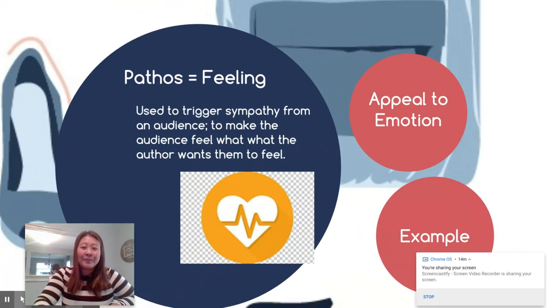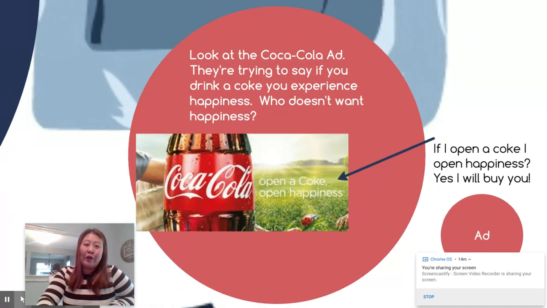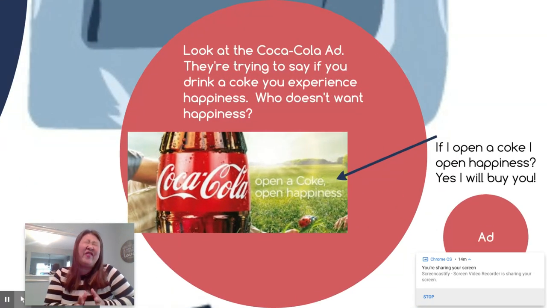All right, let's go to the example here. I love this. Coca Cola is famous for using pathos to sell their soda. If you look at this Coca Cola ad, they're trying to say, if you drink a Coke, you'll experience happiness. So I put, look at the ad. It actually says, look how sunny and bright it is. It's a beautiful color. There's a little ladybug over here. And it says, open a Coke, open happiness.